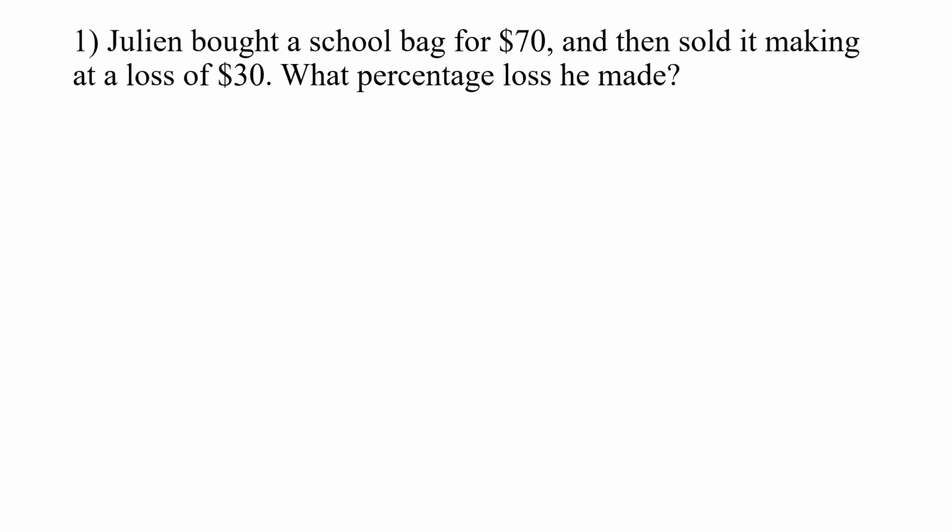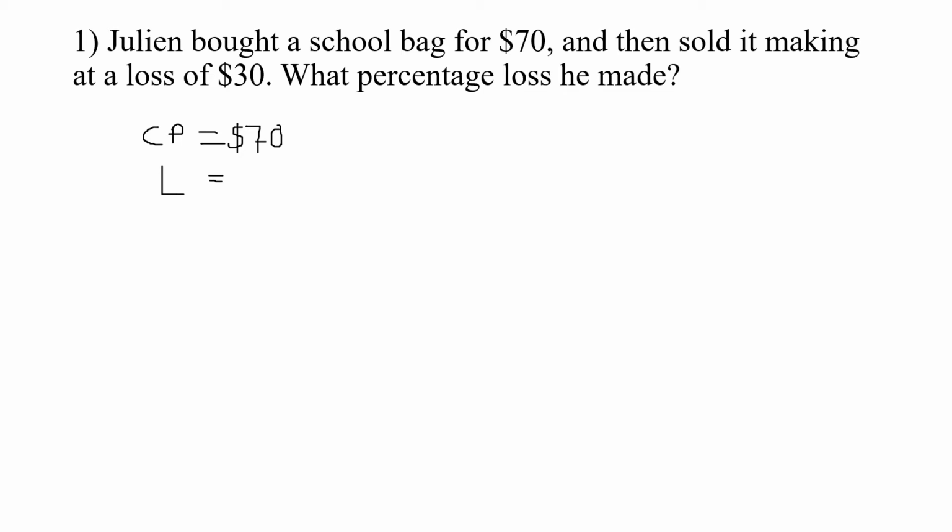Julian bought a school bag for $70. He bought the bag, which means he paid that amount for the bag initially. So that $70 would be our cost price. Cost price will be 70. And then he sold it, making a loss of $30. So this $30 here represents the amount he lost.